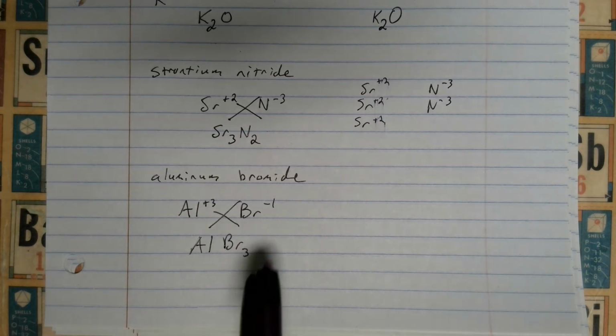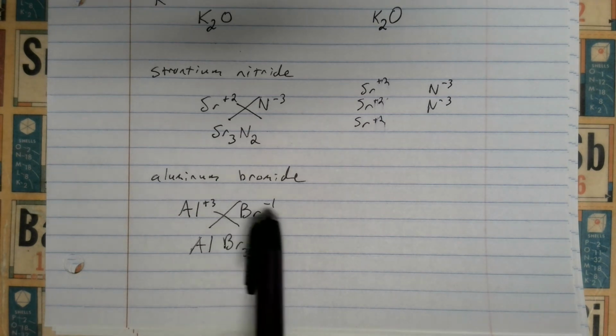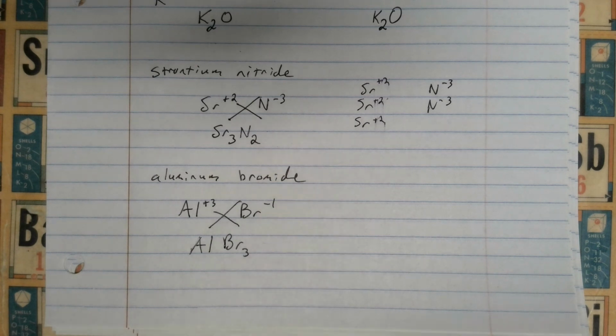And again, I could write it out. I need 3 negative 1s to cancel out my positive 3. So this is how you do ionic nomenclature for binary compounds. Let me know if you have any questions.